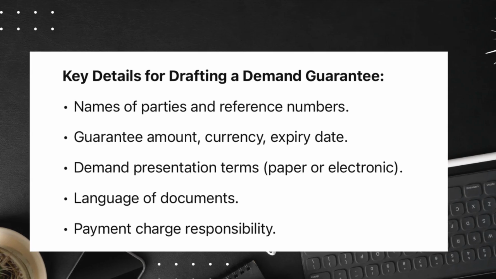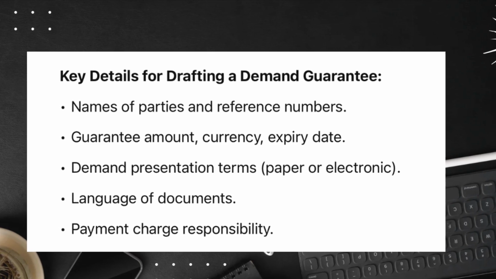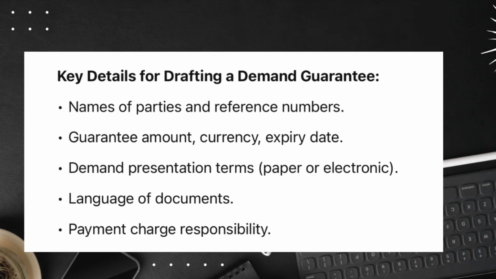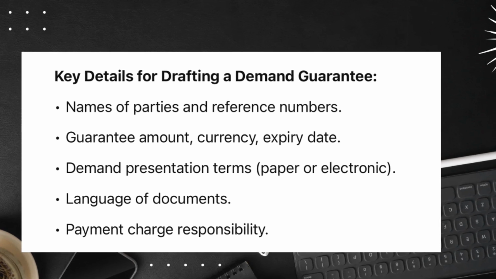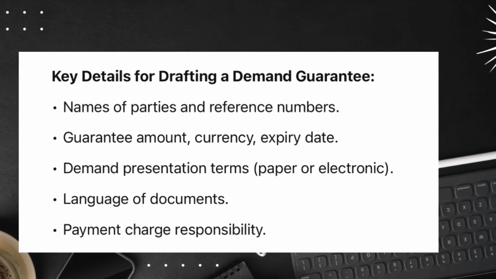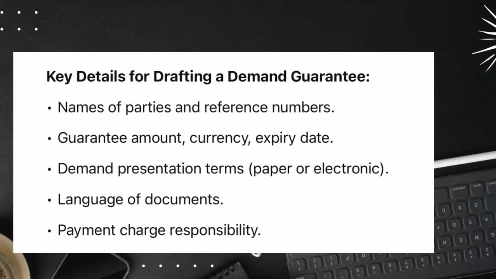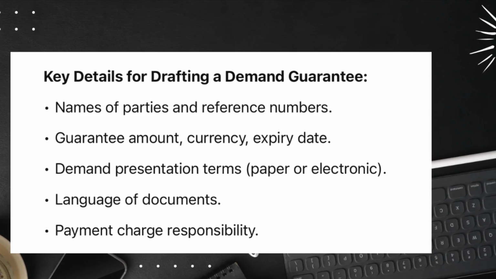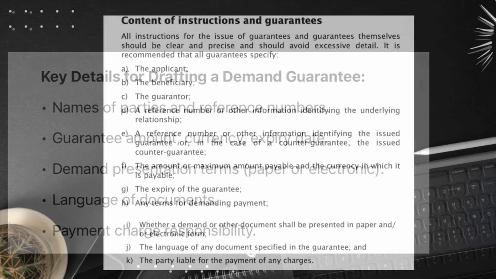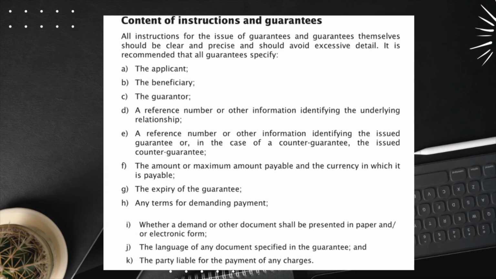First, what should you know about URDG 758? The Uniform Rules for Demand Guarantees provide an internationally recognized framework to draft and execute guarantees. They ensure clarity, fairness, and enforceability in global trade. Now, let's look at the essential elements outlined in Article 8 for drafting a demand guarantee. Key components of a demand guarantee.